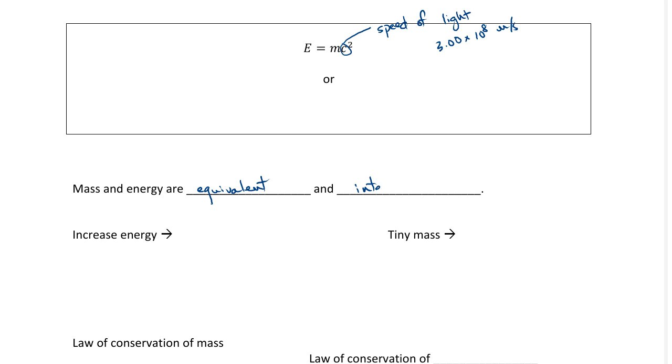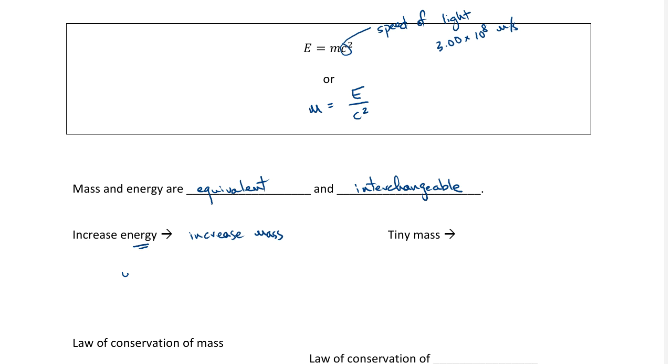In other words, if you were to increase the energy of something, you would increase its mass. You can rearrange this equation to show that mass is equal to energy divided by c squared. Again, c squared is just this number, 3 times 10 to the 8 meters per second, squared. So if you were to increase the energy of something, you would increase its mass. The mass of something is actually a reflection of the energy that it has.